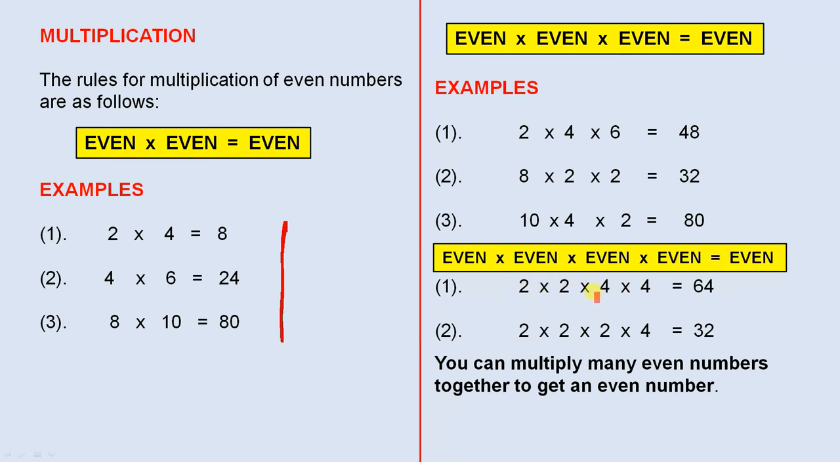And look at the examples we have here. 4 even numbers. Doesn't matter if the even numbers repeat, as long as they're even numbers. And in each case, the answer is an even number. You can multiply many even numbers together to get an even number. So it doesn't matter how many you multiply together, you'll always end up with an even number. So they're very, very handy rules to know, and they'll help you a lot with your number work.